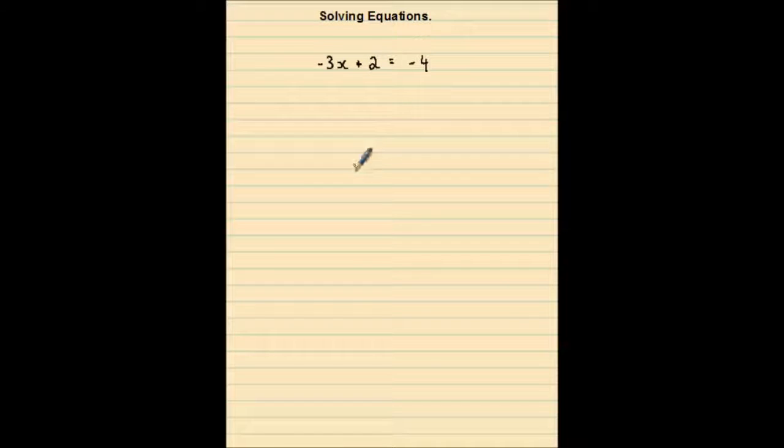Here's another example, and we're going to use the function machine to tell us what operations to carry out and in what order. X is the unknown we wish to find, so this is what we feed into the function machine. And what's the first thing that we do to x? We multiply it by minus 3. Consequently, we feed x in, multiply it by minus 3, so minus 3x comes out.